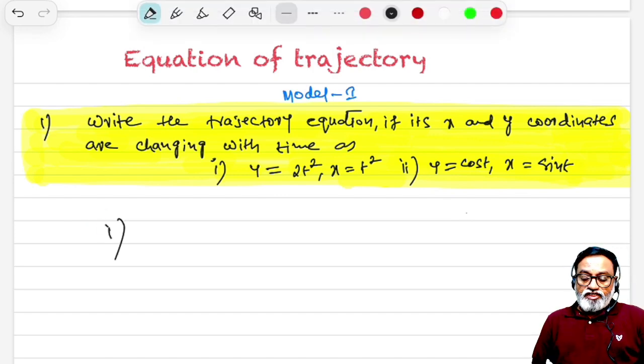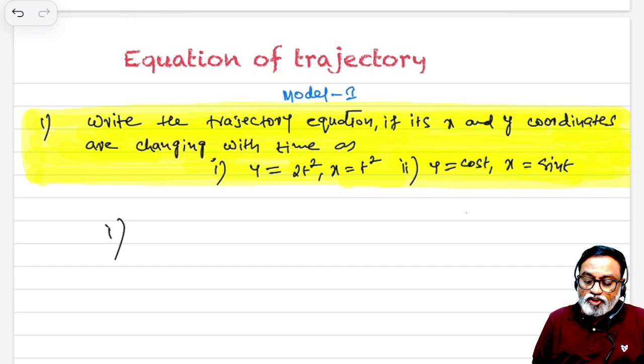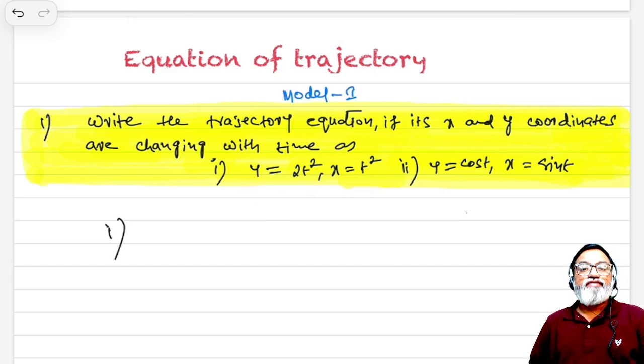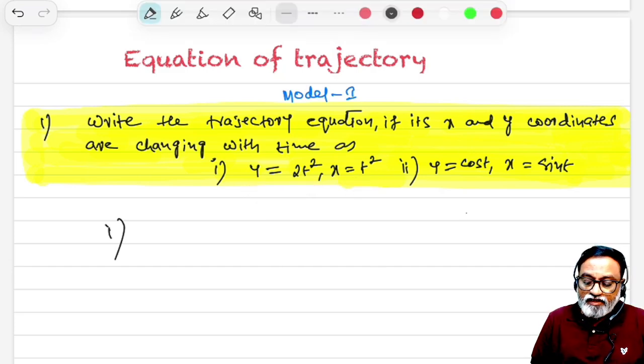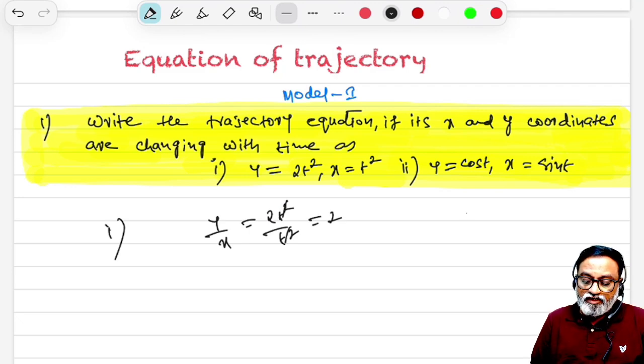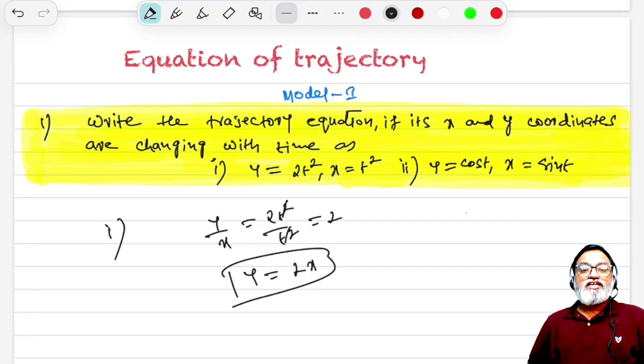whenever the equations are given like this, we have to derive the relation between y and x that does not depend on time. Means from these two equations, we have to eliminate t square. How can we eliminate? We can divide these two equations. Y by x is equal to 2t square by t square. So t square cancels. Therefore, y is equal to 2x. This is the equation of trajectory.